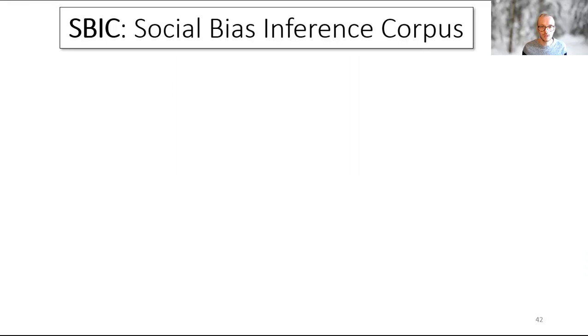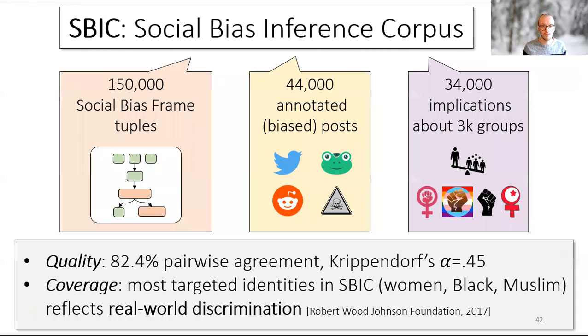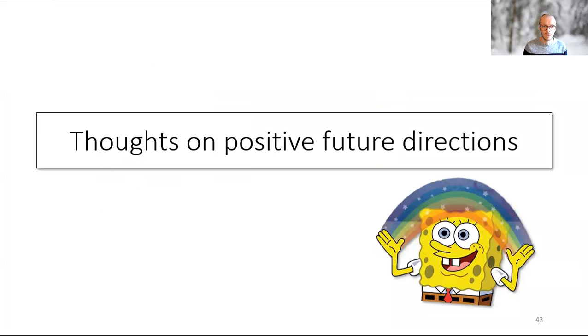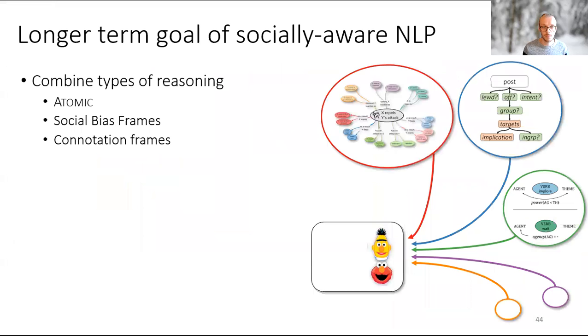So in the paper, we also introduced the Social Bias Inference Corpus, which covers 150,000 high-quality annotations from social media posts and can be used to study online biases that reflect real-world discrimination. So this concludes the part about Social Bias Frames, and I wanted to share some more positive thoughts on where we can go from here.